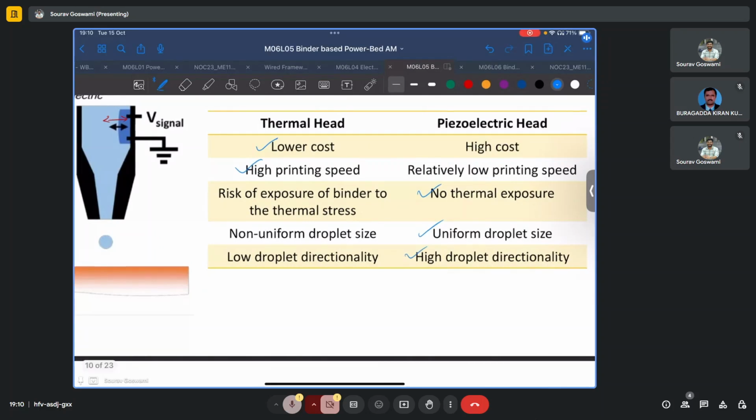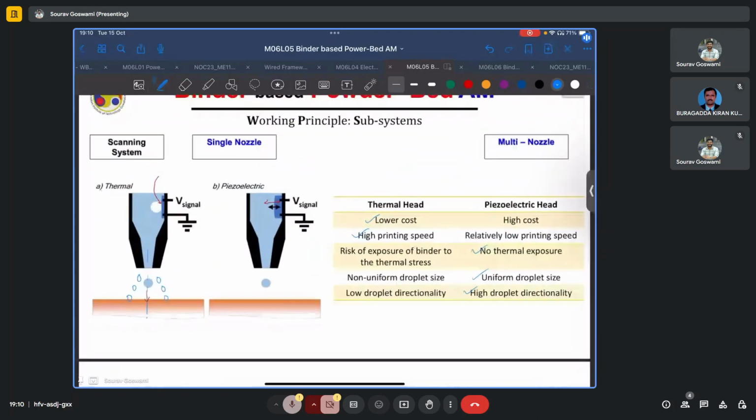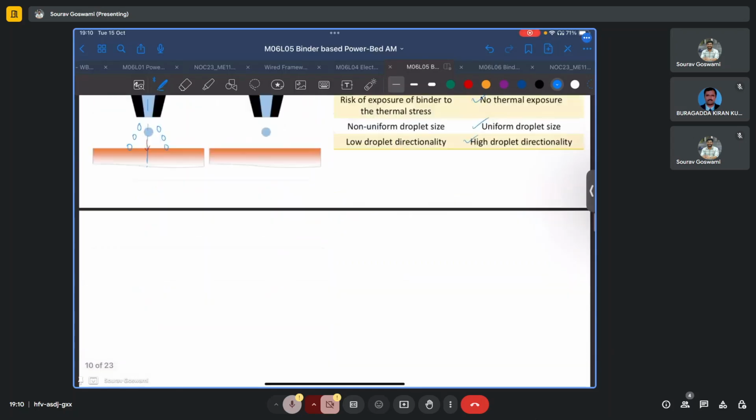So as we can clearly see, the piezoelectric head, though relatively slower, tends to give better quality control over the part. So if we are not really concerned much with, say, maintaining the geometrical accuracy, or our tolerances are very relaxed, we can rely on a thermal head. Whereas if we want to print very fine features with small tolerances, we should use a piezoelectric head.